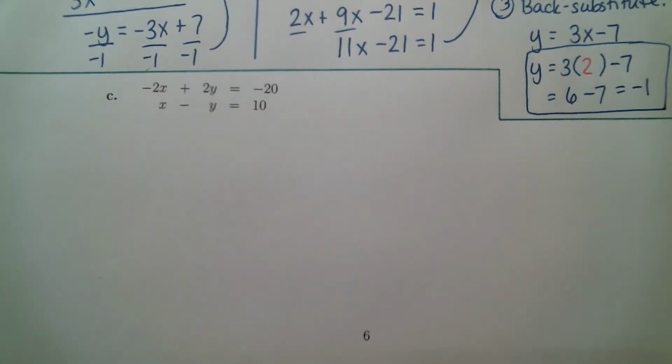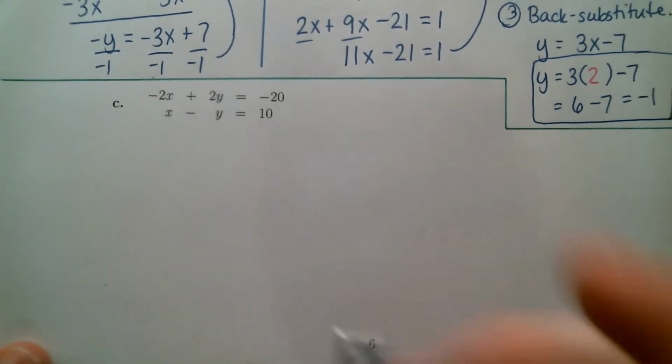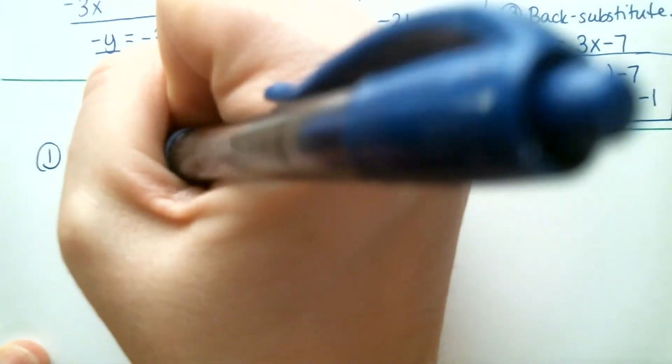In example 3C, our system is negative 2x plus 2y is equal to negative 20, and then x minus y is equal to 10. Okay, so we will again solve this by substitution. So first step, we are going to solve for one variable.